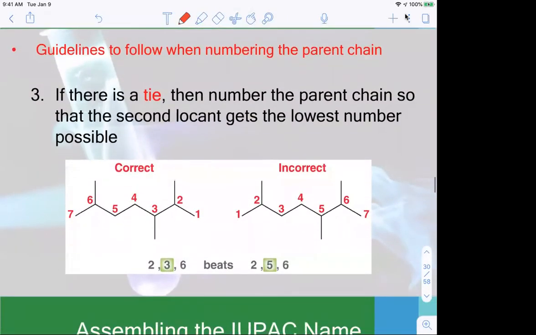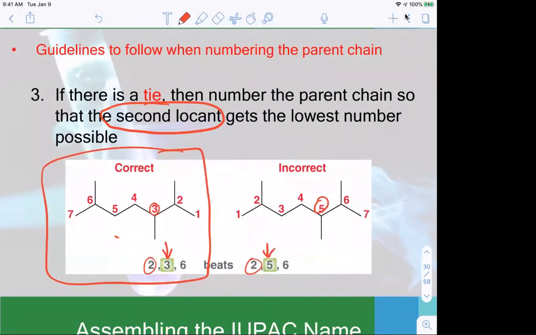If there is a tie, I'm going to number the parent chain so that the second location gets the lowest number possible. So I have 2 and 2. I encounter my first substituent on carbon number 2, regardless of if I go left to right or right to left. My second substituent, though, is on the 3rd carbon in this structure. My second substituent isn't until the 5th carbon on that structure. So this is the correct structure. My numbering would be 2, 3, 6 for my substituents.